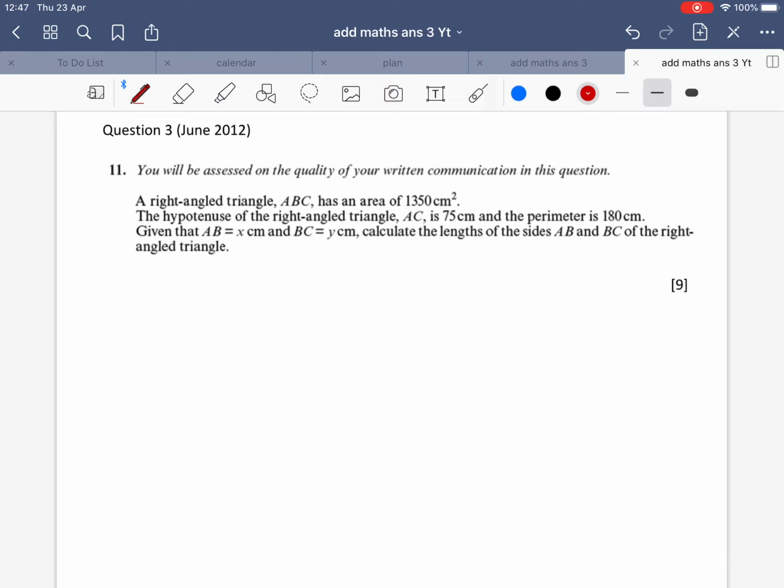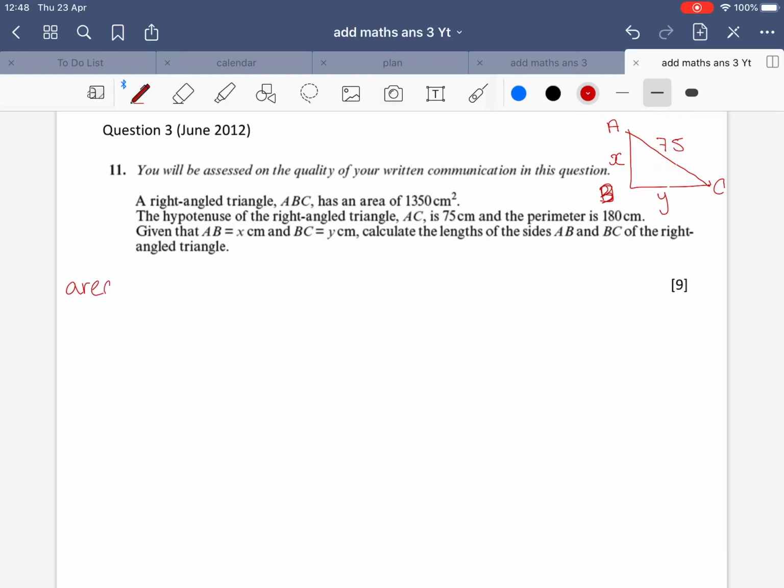Okay, we've got a right angle triangle ABC has an area of 1,350. The hypotenuse of the right angle triangle AC is 75 and the perimeter is 180. Given that AB equals x and BC equals y, calculate the lengths of the side AB and BC of the right angled triangle. So if you want to quickly draw it, we've got a right angled triangle. They've said the hypotenuse is 75, and if this is AC, this has to be B. That doesn't look like a B, that's a D. So we've got AB equals x, so this side is x, and BC is y, so that side is y.